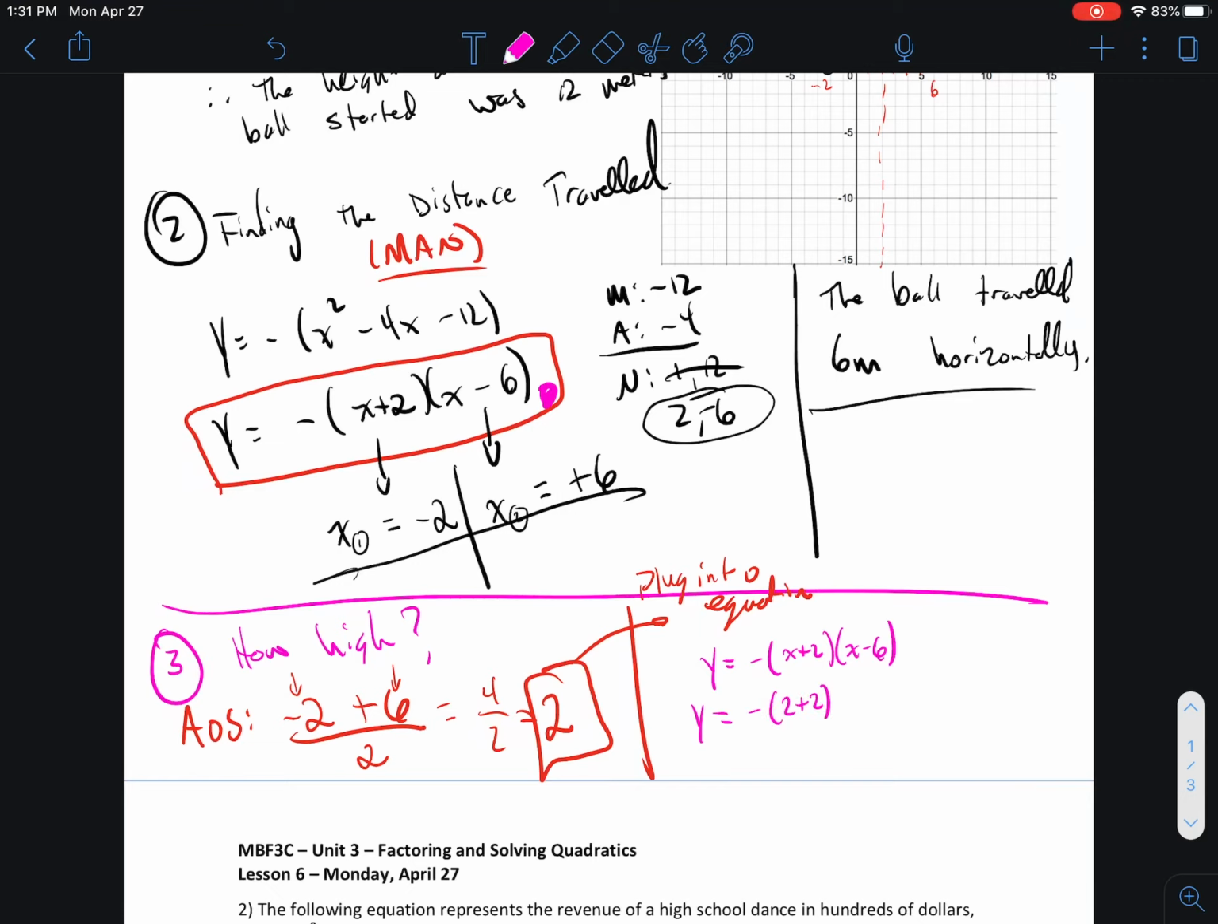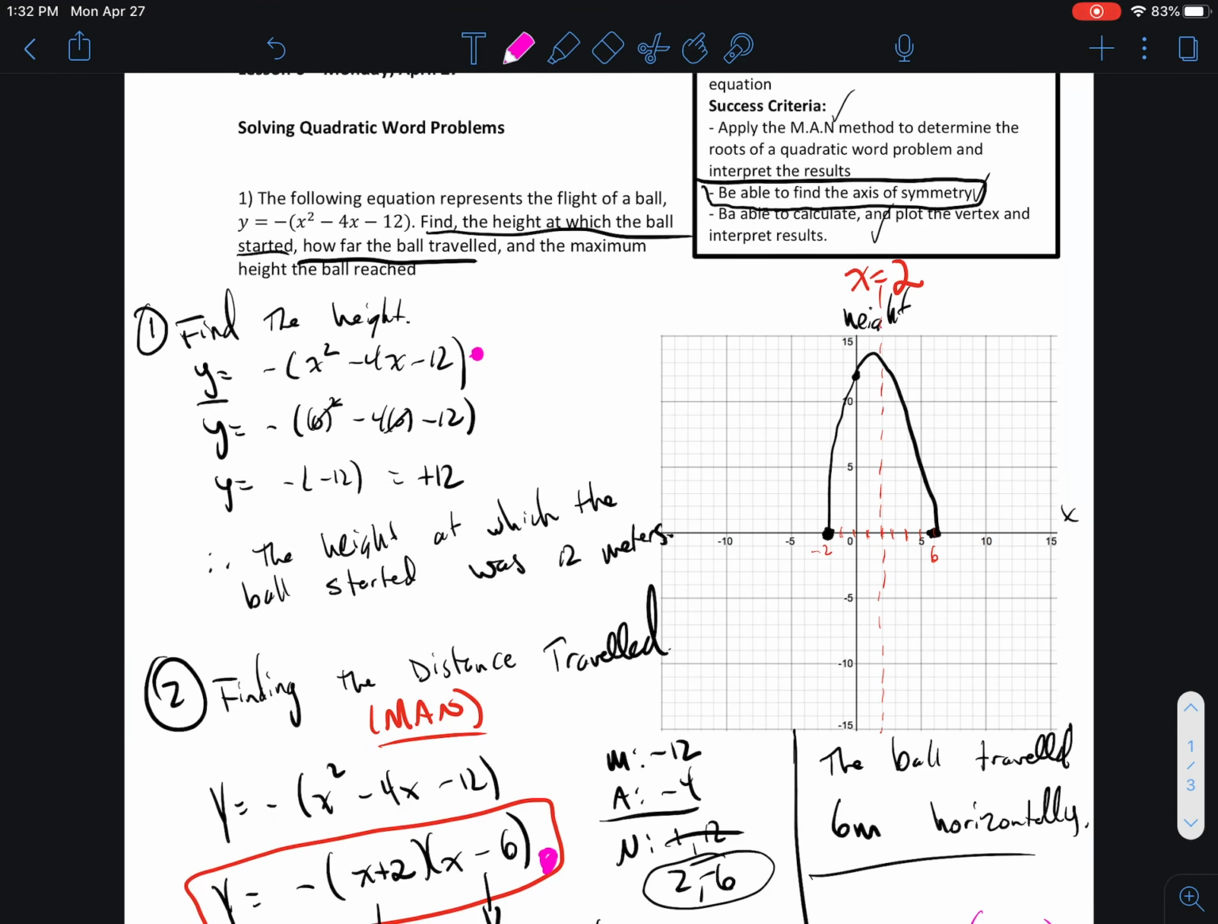So I'm going to plug in positive 2. It's going to be negative 2 plus 2 multiplied by 2 minus 6, which is going to be negative 4 multiplied by negative 4, which is going to be negative multiplied by negative 16. So these two negatives are like negative 1 times negative 16, which is going to be positive 16. So the vertex is 2 and 16.